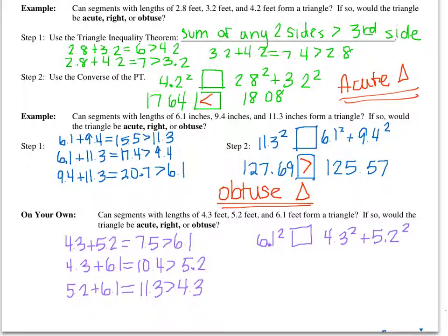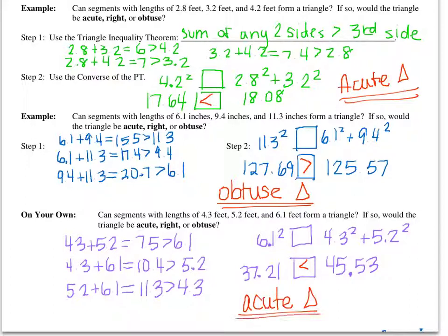So if you do 6.1 squared, you'll get 37.21. Again, we're looking for what's the sign here. If you do 4.3 squared plus 5.2 squared, you'll get 45.53. So now we're asking, what's our sign here? Well, 37.21 is going to be less than 45.53. Since that's a less than sign, we know we have an acute triangle.